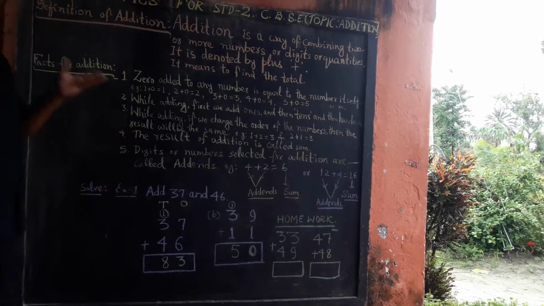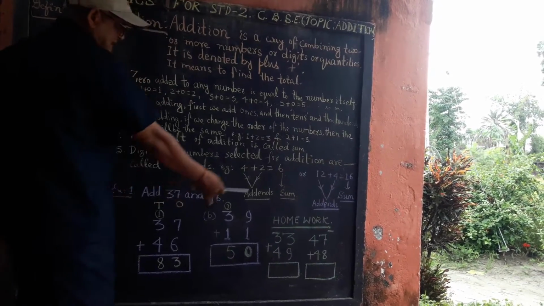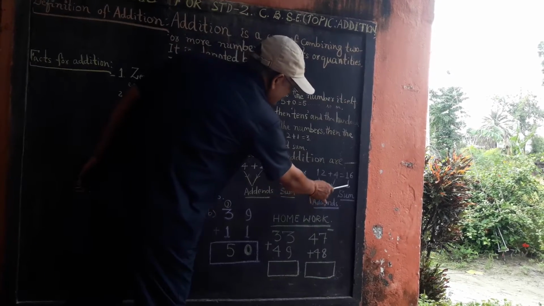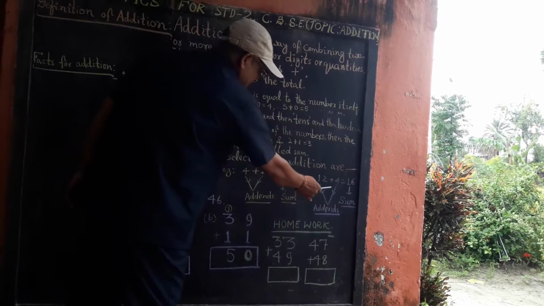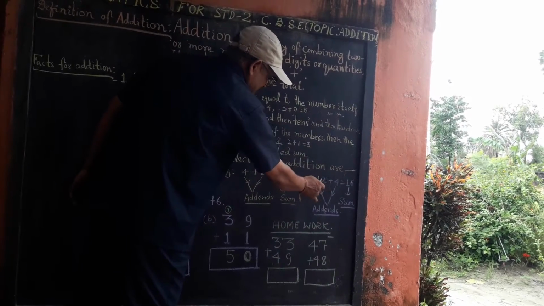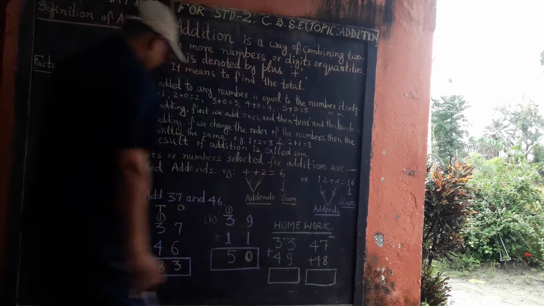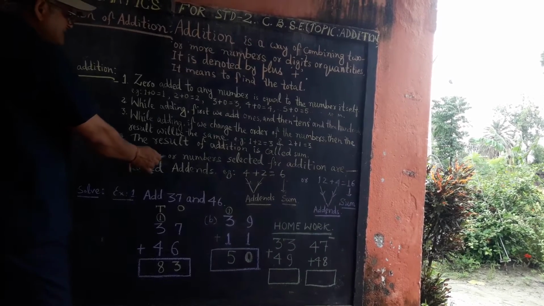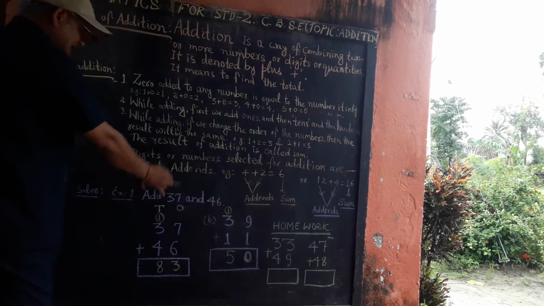The result we get after addition is called sum. Here it is sum. As for example, I have shown here 12 plus 4 is equal to 16. This is called sum. And further I am going to instruct you, the numbers or digits selected to add are called addends. In fifth case, digits or numbers selected for addition are called addends.